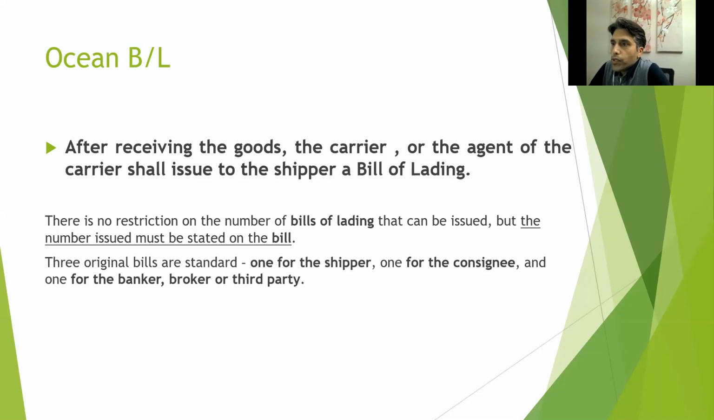There is no restriction on the number of bills of lading. However, the standard is normally three originals: one for the shipper, one for the consignee, and another for the bank. This is the norm, but there is no restriction. At the beginning, when you are contracting with the shipping company, you can define how many original bills of lading you want to receive after shipment.